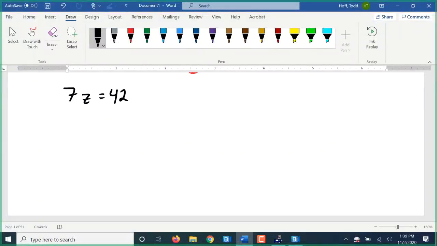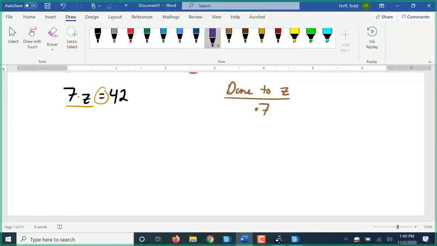So we might get 7z equals 42. So do the same thing. Here's the equal sign. My variable's over here. The 7 is what's keeping the variable from being alone, and it is multiplying the z. So when this equation was built, what was done to z was it was multiplied by 7.